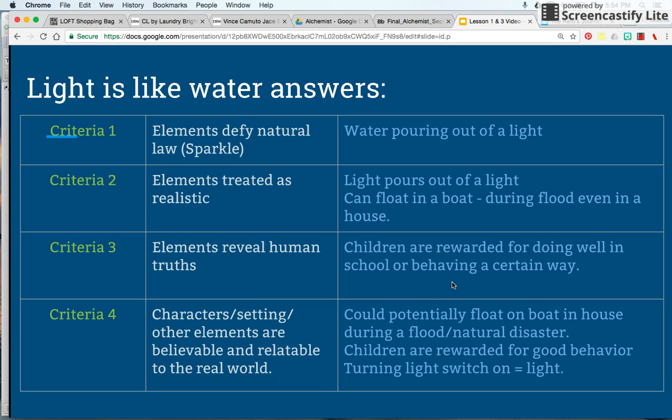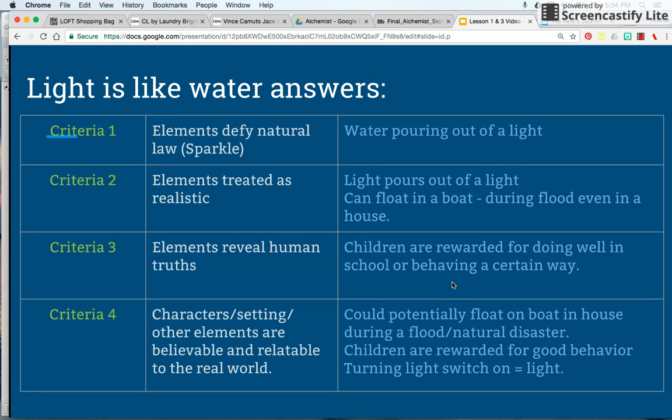Elements that reveal human truth. Children are rewarded for doing well in school or behaving a certain way. So the boys got a boat, or they got to have a party, or they got to have certain things because of the way they behaved well, or they did well in school, which is a human truth. And finally, element 4, characters, setting, or other elements are believable and relatable to the real world.